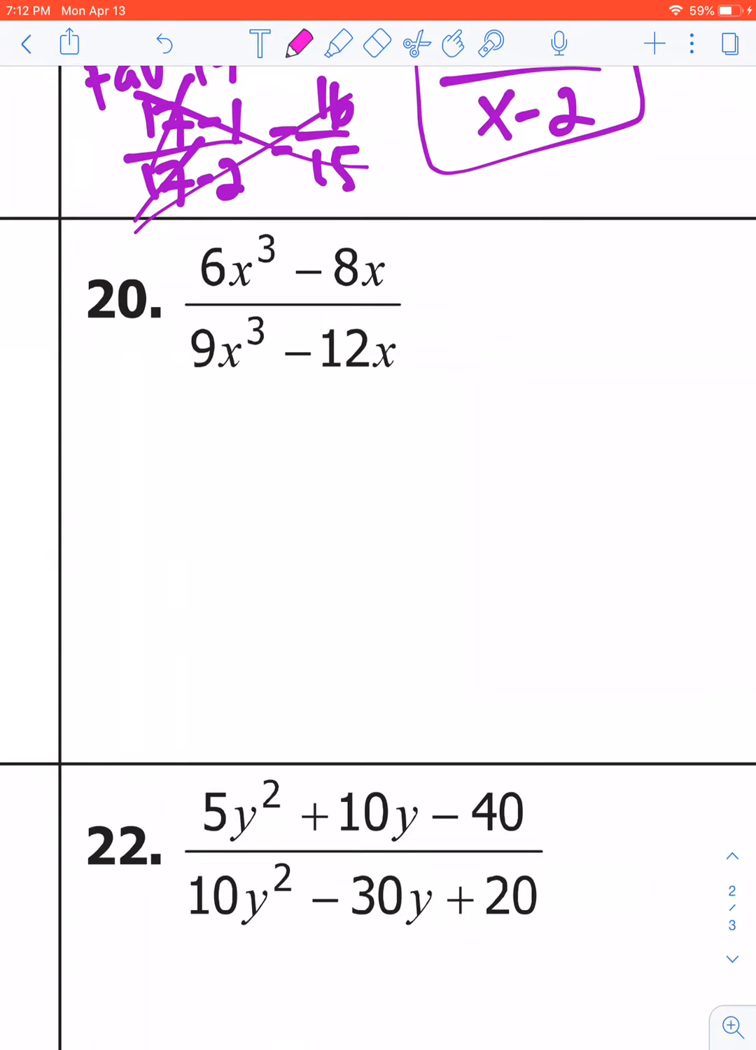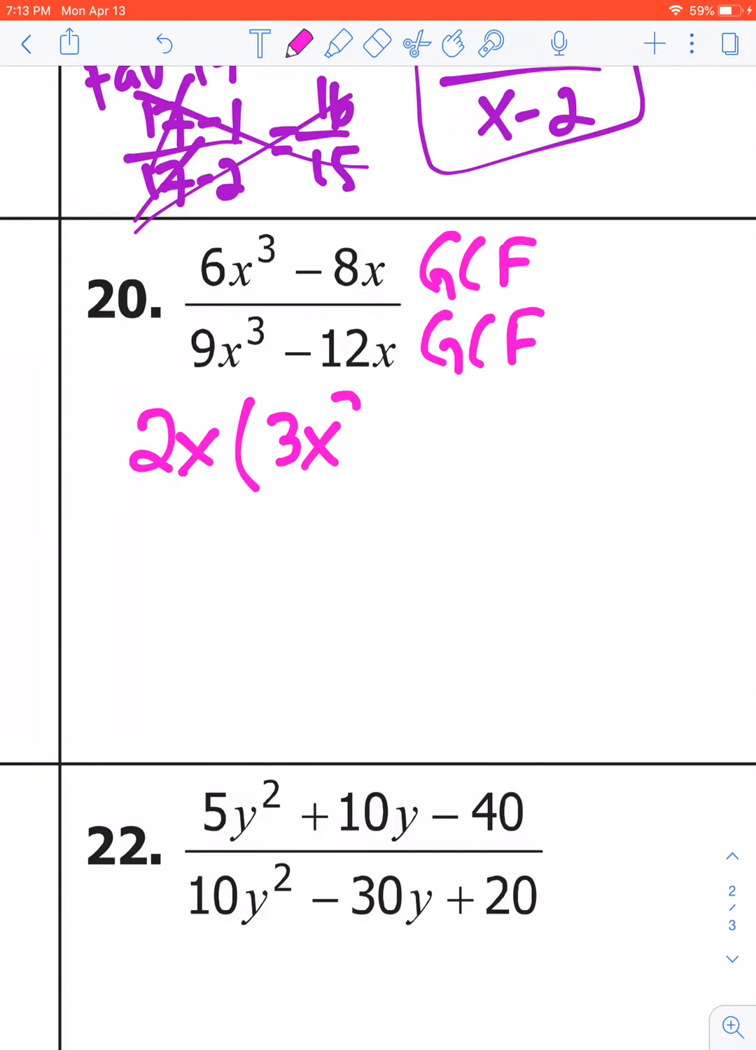Okay, number 20. Notice how neither of these are 3 terms. They're all 2 terms. But what is my first rule of factoring, friends? Our first rule of factoring is a GCF. This is a problem that is just GCF factoring in the numerator and the denominator, but I can pull out more than a number. In the numerator, I can pull out a 2x. And I am left with 3x squared minus 4.